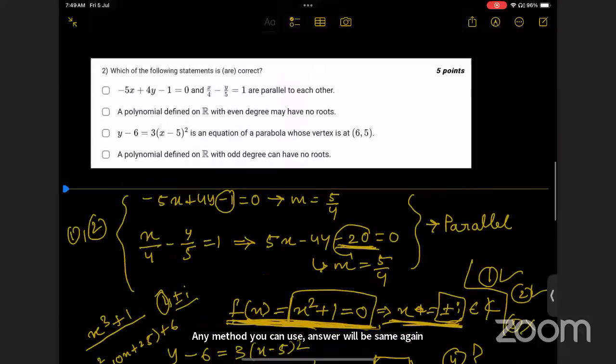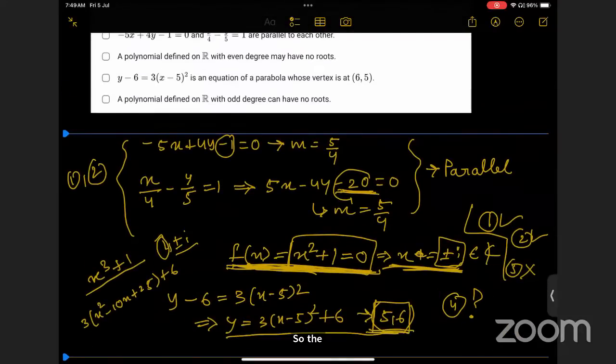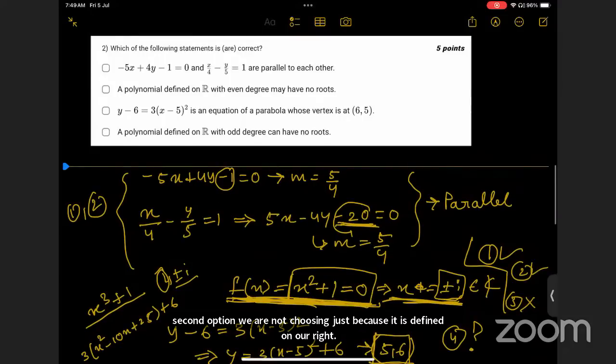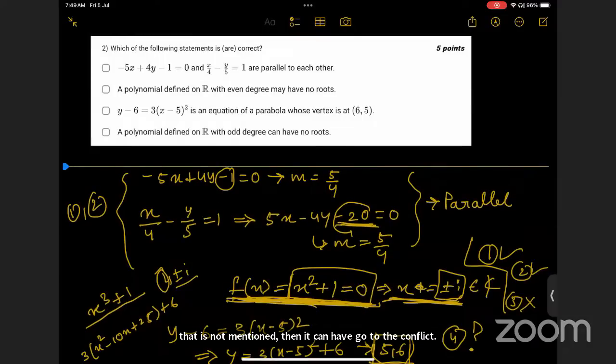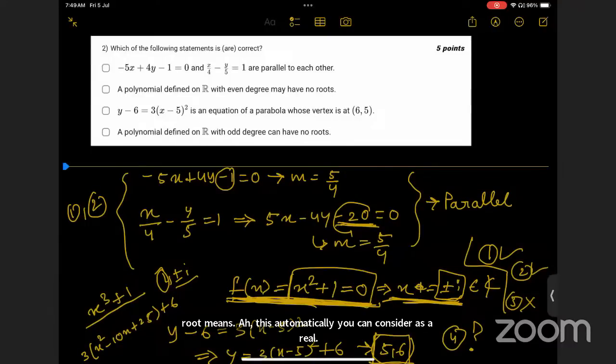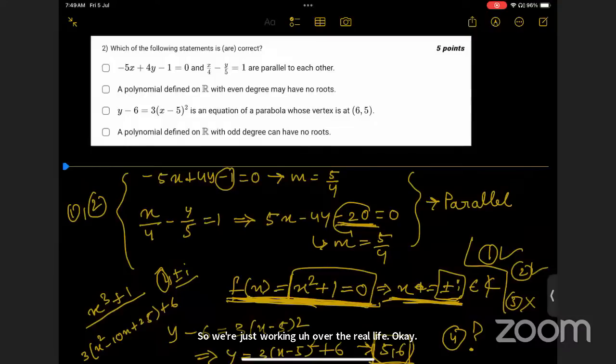Ma'am, in the second option we are not considering complex roots just because it is defined on R, right? Yes. If that is not mentioned, then it can have complex roots. Here root means you can automatically consider it a real root. We are just working over the real line. Our concern is just the real number system. So if there is no real root, then you can take it as there is no root. Okay, ma'am. Got it.